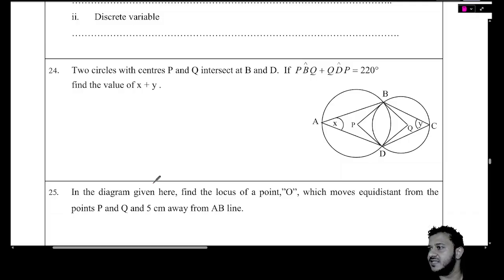Two circles with the centers P and Q intersected at B and D. PBQ, P2B2Q, and QDB. Okay, is this much. Find the value of X and Y.